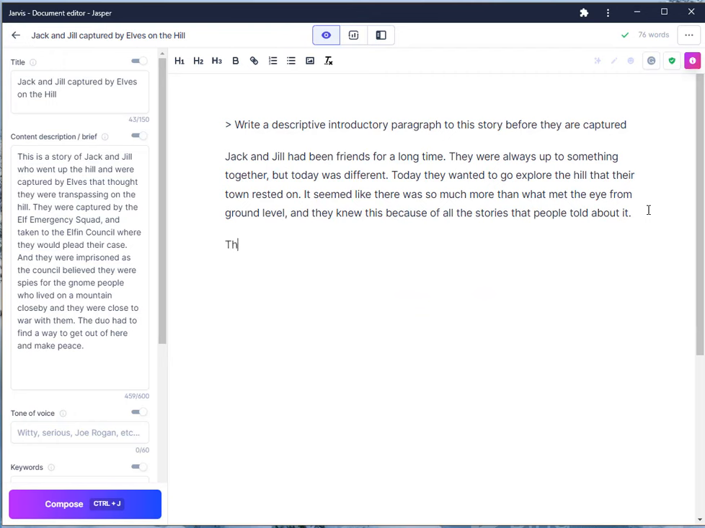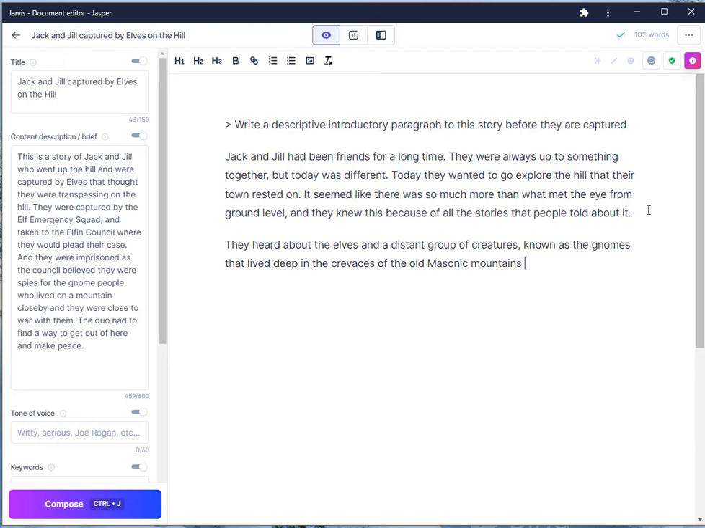Let's say they heard about elves in a distant group of creatures known as the gnomes that lived deep in the crevices of the old Masonic mountains at the edge of the known earth.